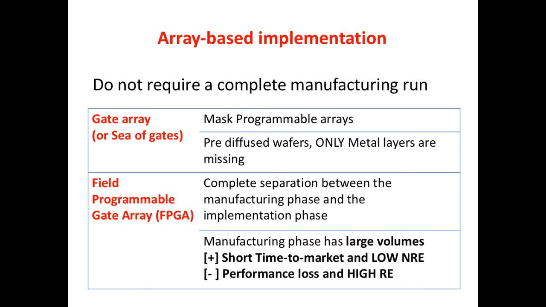Sometimes you also have a performance loss, because of course the circuit is not optimized for your specific function, and you typically compensate this performance loss by buying a more expensive FPGA which has better intrinsic performance. So typically everything translates into high recurring expenses.